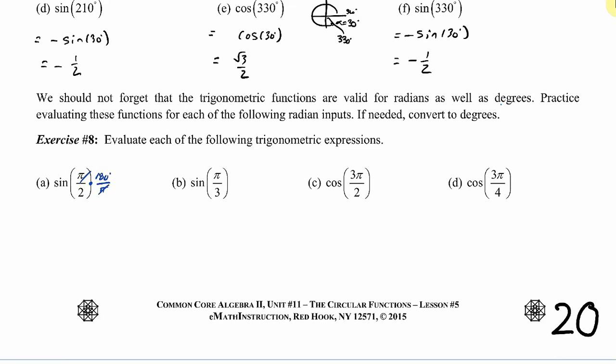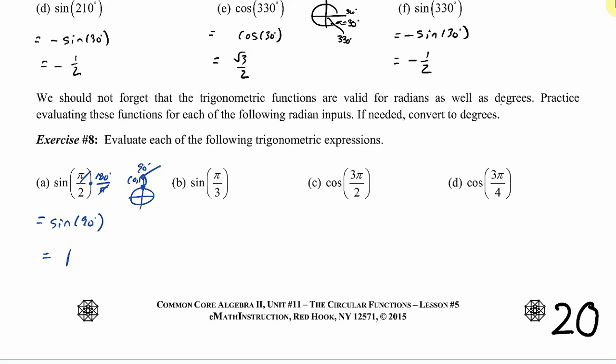And here we get sine of 180 over 2, which is the sine of 90 degrees. Okay, so we converted pi over 2 to 90. That's going to be a quadrantal because it's a multiple of 90. That's up here. And the point would be 0, 1. Sine goes with y. The y coordinate is 1. There we go. Okay, sine of pi over 2 is 1.